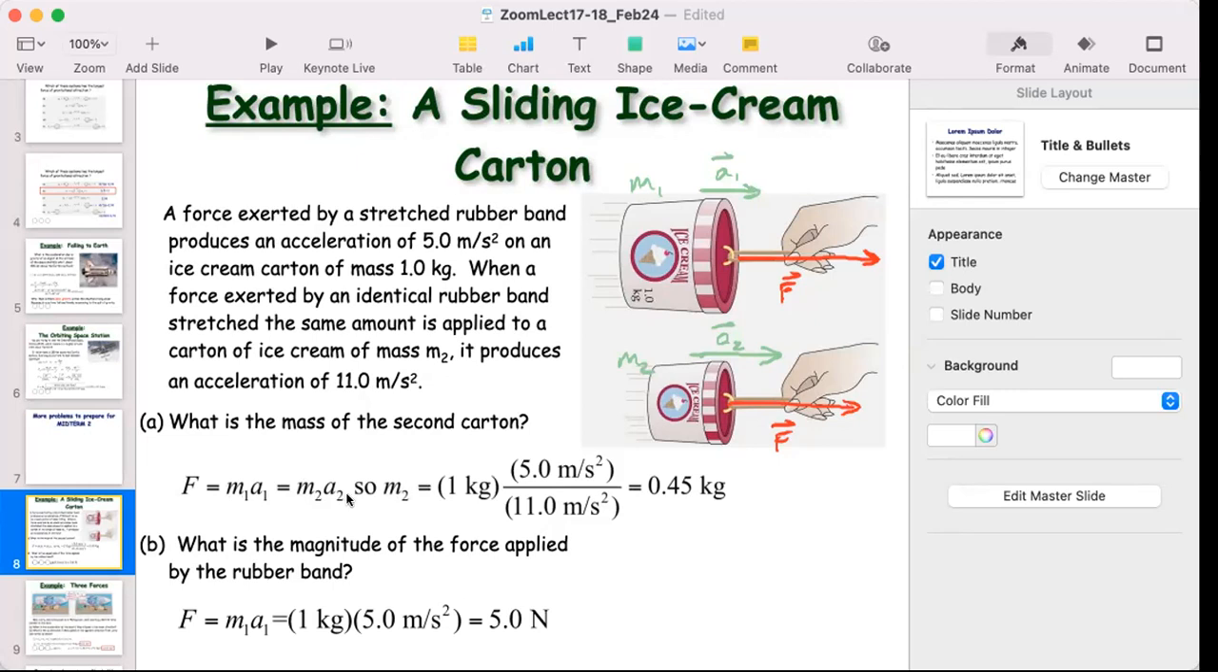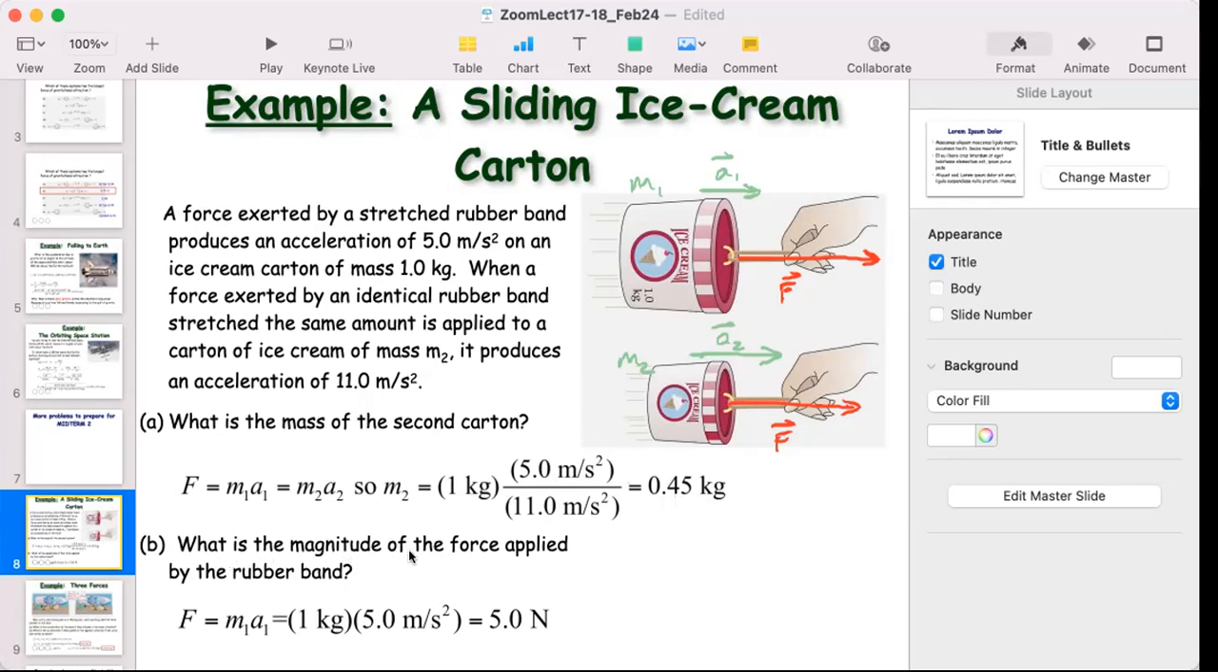So M2 is equal to what? M1 A1 divided by A2. So M1 is 1 kilogram, A1 is 5 meters per second squared, divided by 11 meters per second squared. The units are all good, so I don't need to do any modification. I just do the calculations and I find that the mass is 0.45 kilogram. The meters per second squared are above and below, so I can just get rid of them, and what I have left is only kilograms. So the units are good.